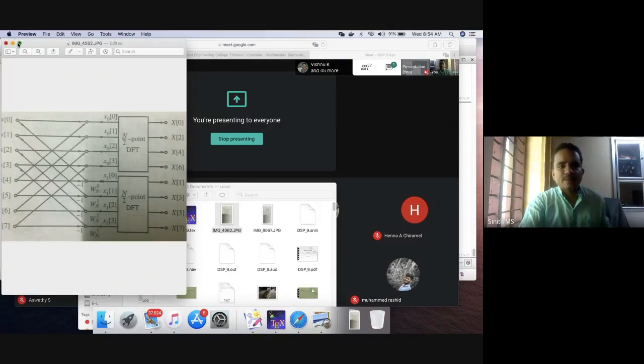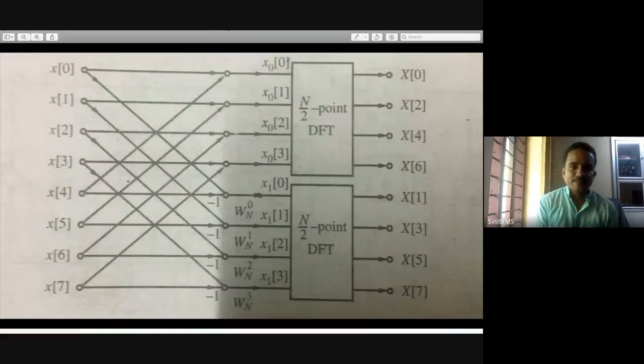Okay, so you can see this here. X0 goes as such here. Okay, then you have x4. x0 and x4 are added together. Then you get x00.